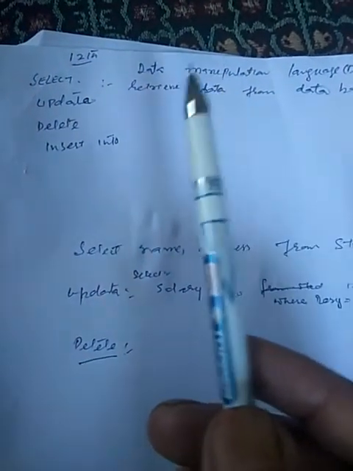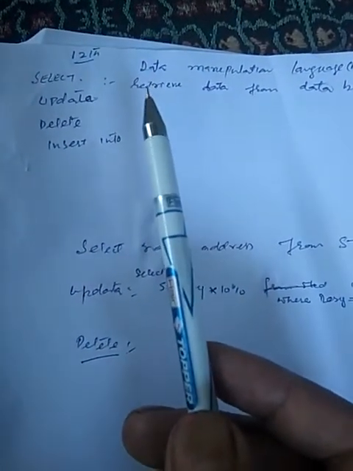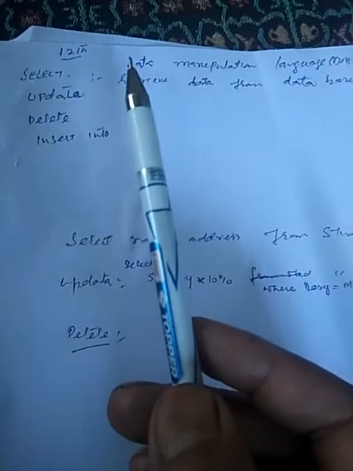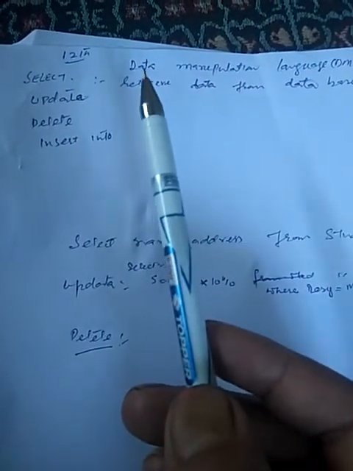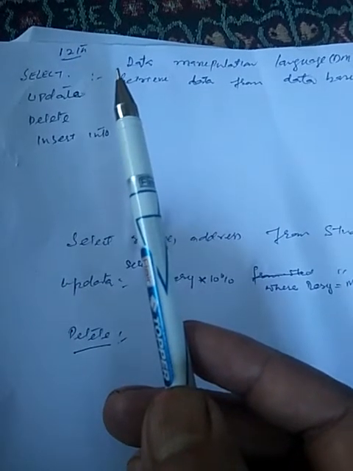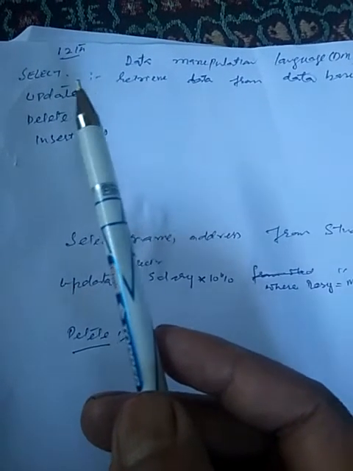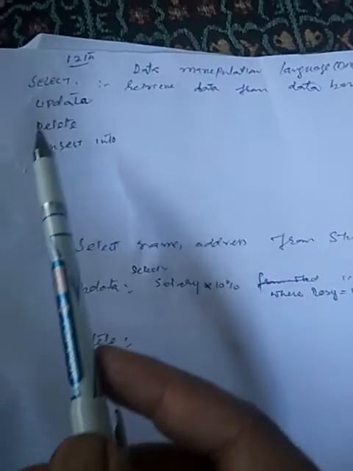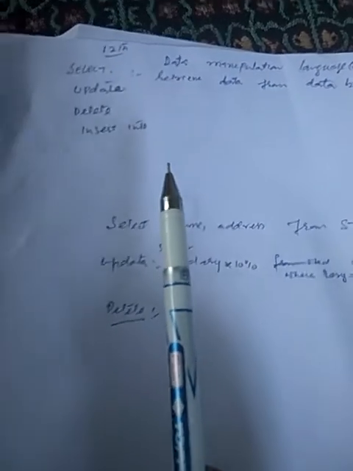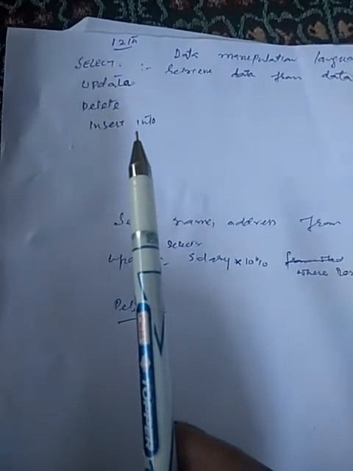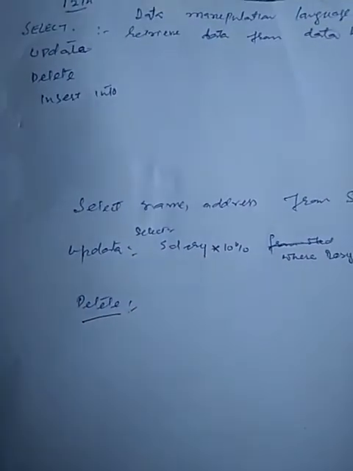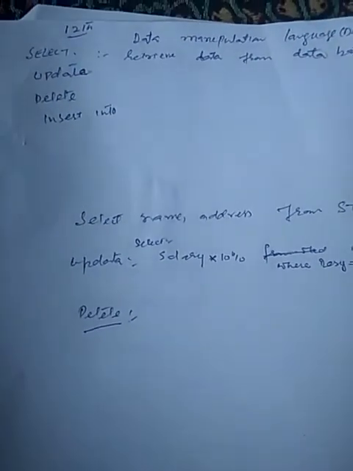So data manipulation language is a language which helps us to retrieve, manipulate, delete, or insert data in the database. We must remember that data manipulation language is a part of database language which helps us to retrieve, add, delete, modify data from the database. There are a few commands like select, update, delete, insert into. With these commands, we can modify data in the database, delete data from the database, insert data into the database, or view the data from the database. So this was the basic introduction about data manipulation language.